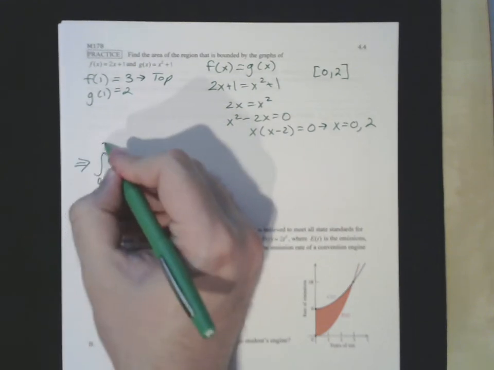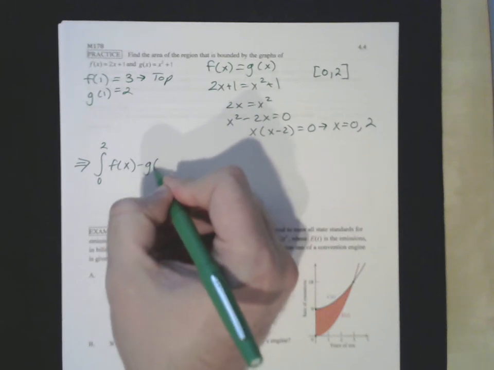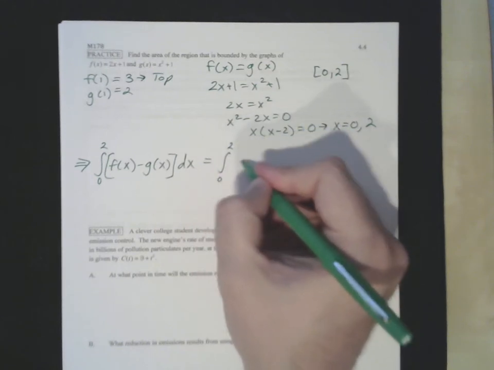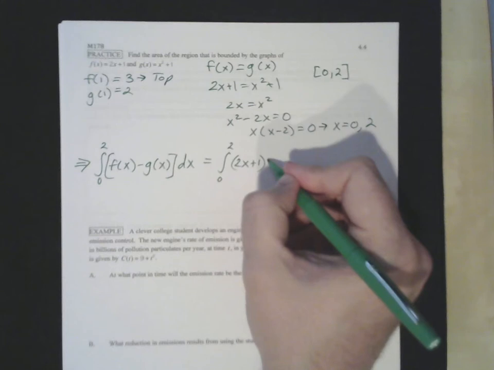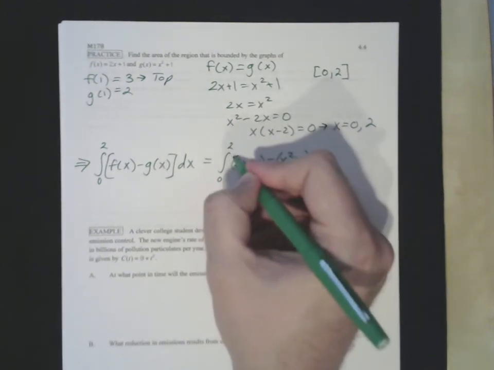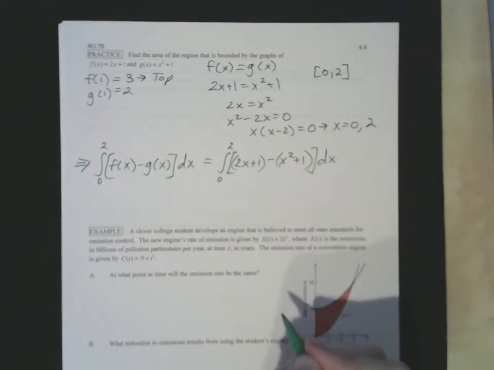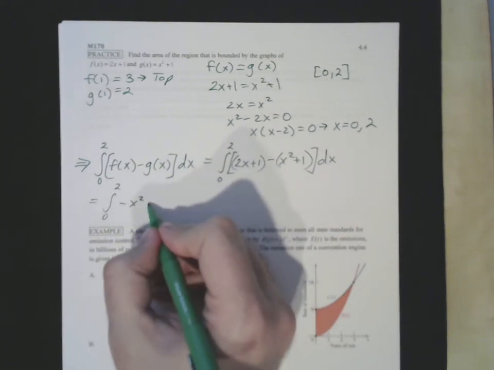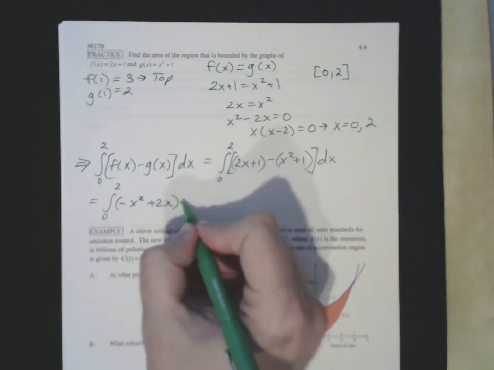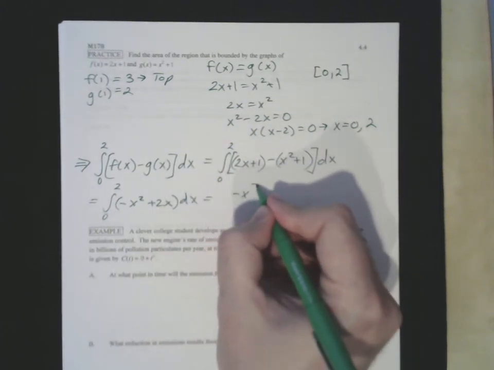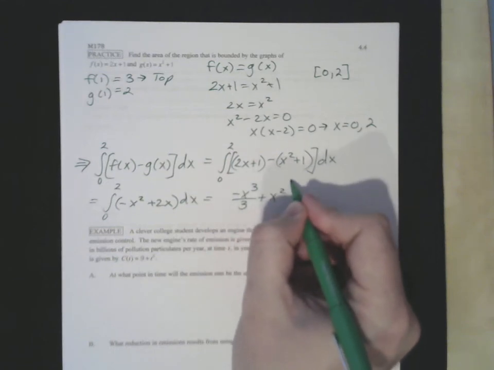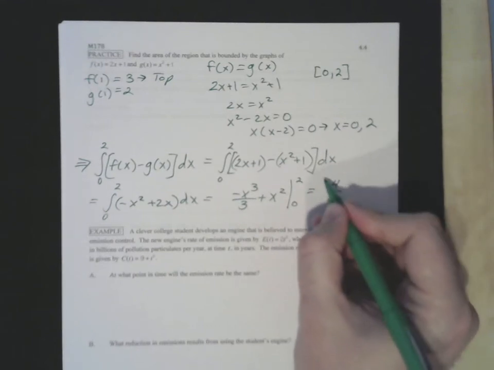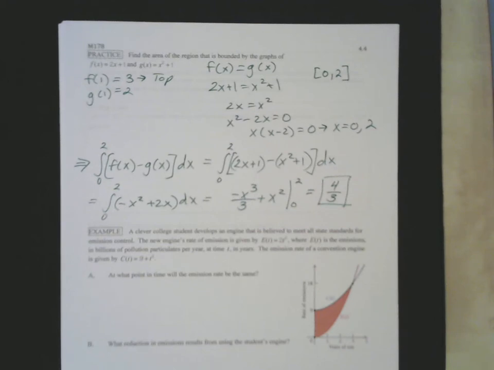we have the integral from 0 to 2 of f of x minus g of x dx, or the integral from 0 to 2 of 2x plus 1 minus (x squared plus 1) dx. This is the integral from 0 to 2 of negative x squared plus 2x dx, which is negative x cubed over 3 plus x squared, evaluated from 0 to 2. And when you do that evaluation using the fundamental theorem, you end up with 4/3.